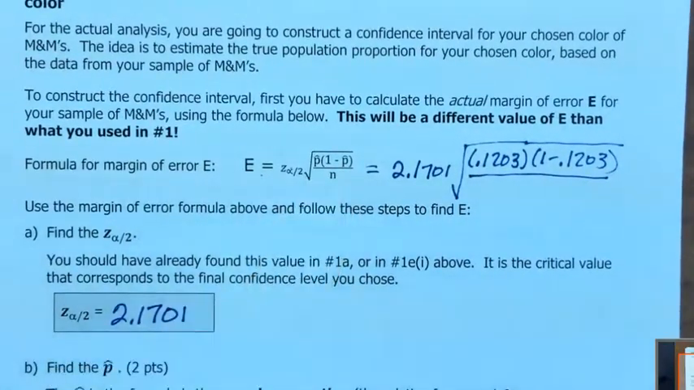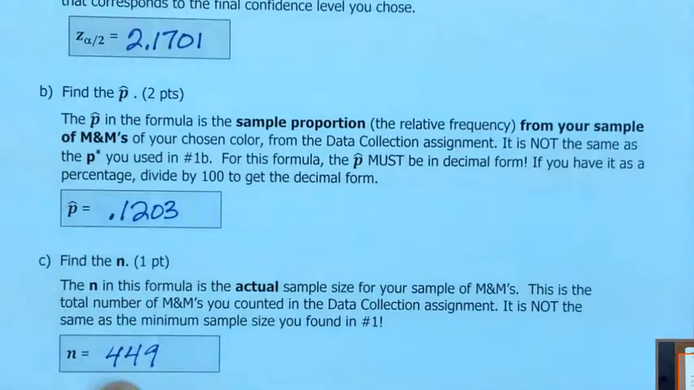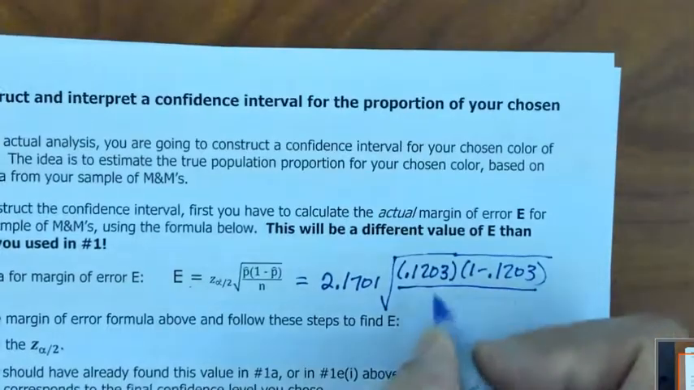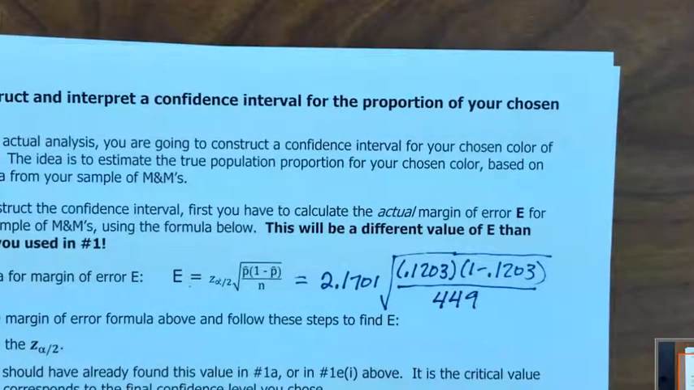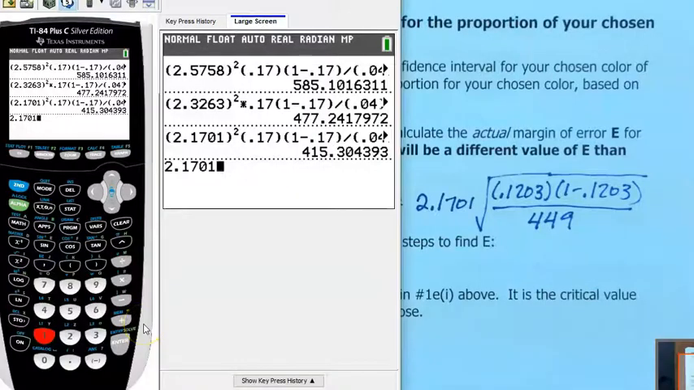And my N, my actual sample size, was 449. Now I'm going to put this into my calculator. And since I use a graphing calculator for this, I like to put this all into one line. If you're trying to do it piece by piece, just make sure that you actually do the multiplication and the division here before you take the square root. That 449, or your value for N, is under the square root.